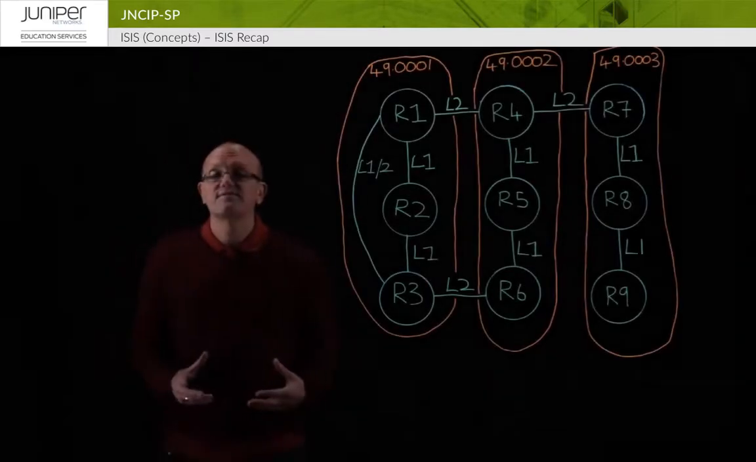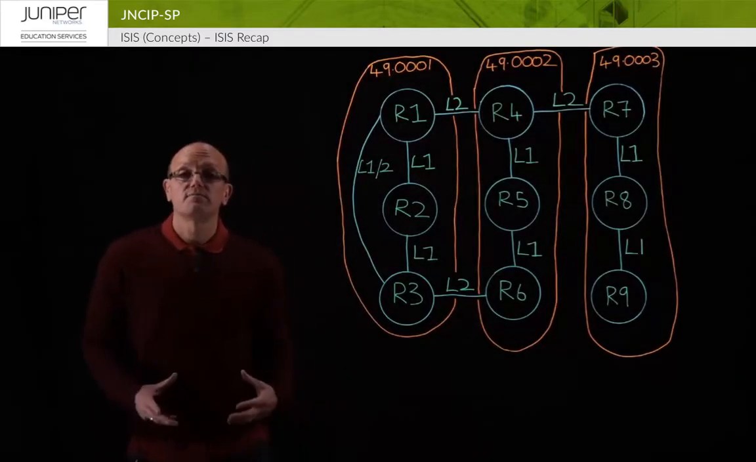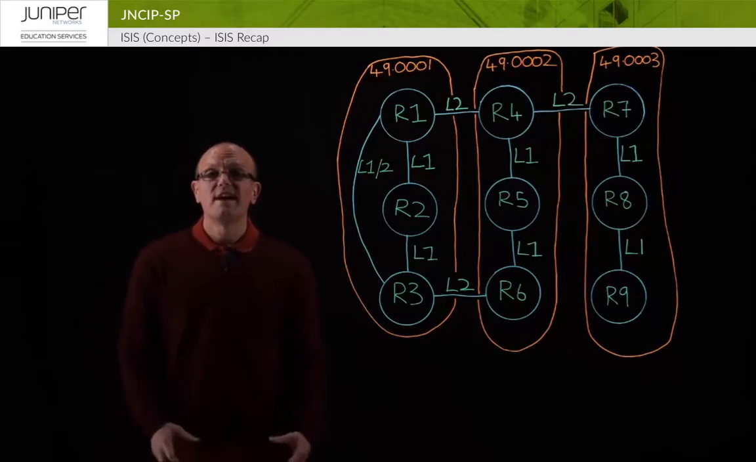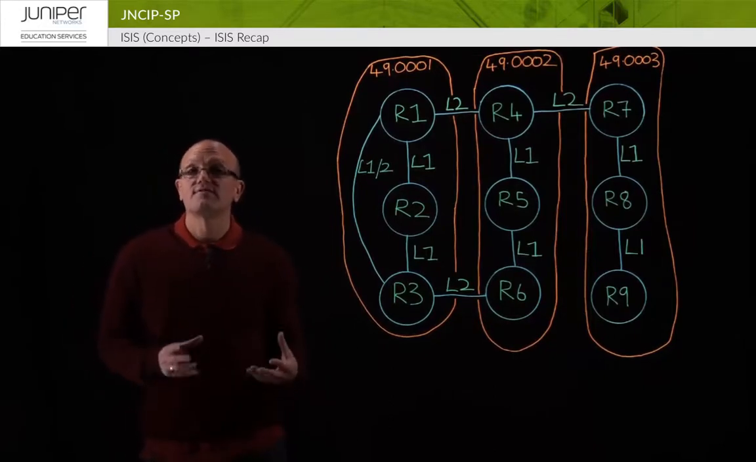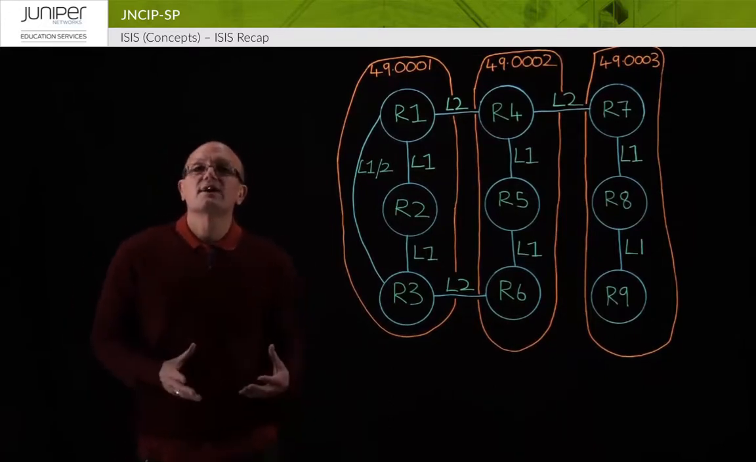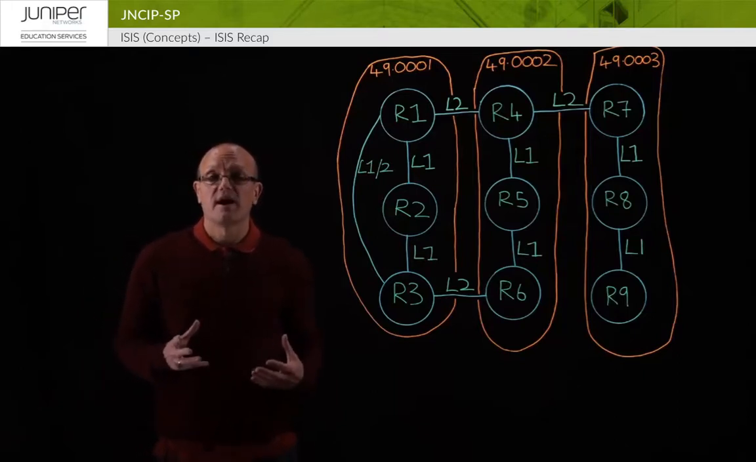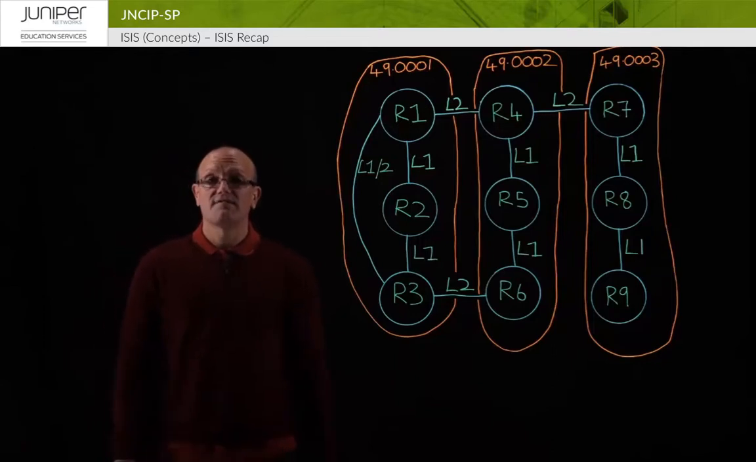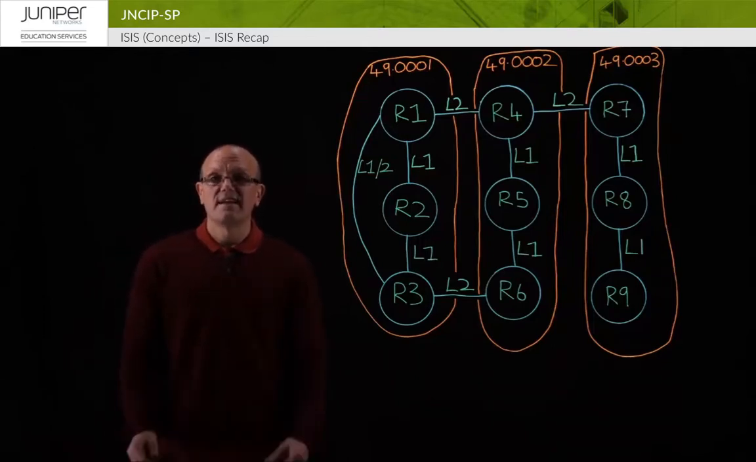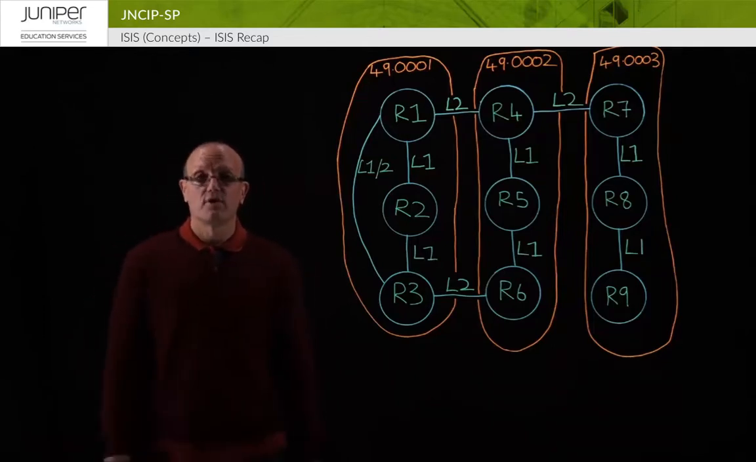In this next set of videos, we're going to explore ISIS, or Intermediate System to Intermediate System. So before we set off on these videos, let's recap what we already know about ISIS. ISIS, like OSPF, is an IGP. It's an interior gateway protocol.